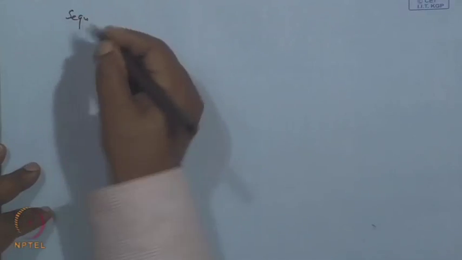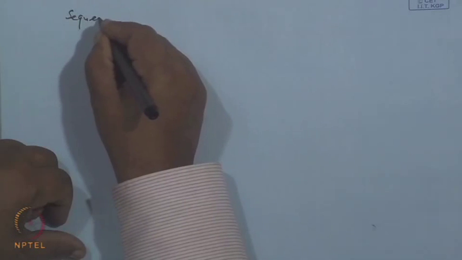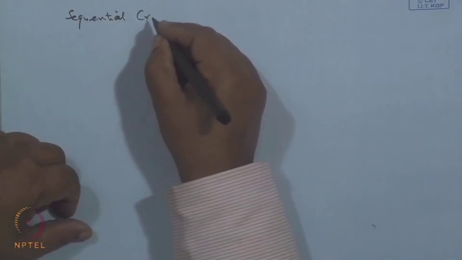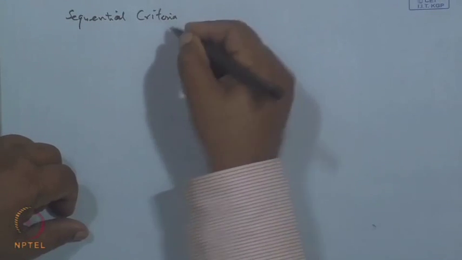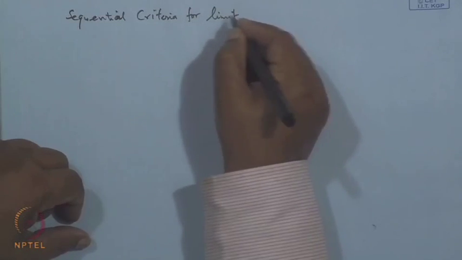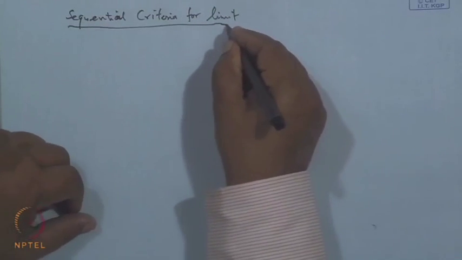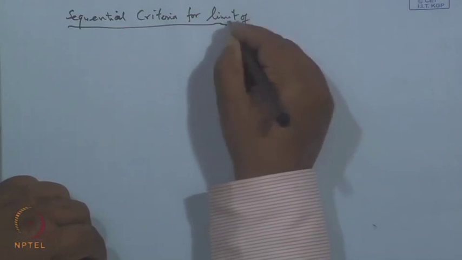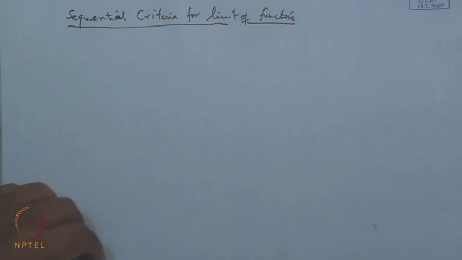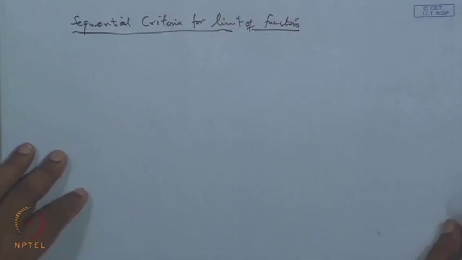Now, there is another way of defining the limit, that is the sequential definition of the limit, the sequential criteria for limits of functions. What is the sequence, guys? This is in the form of a theorem.